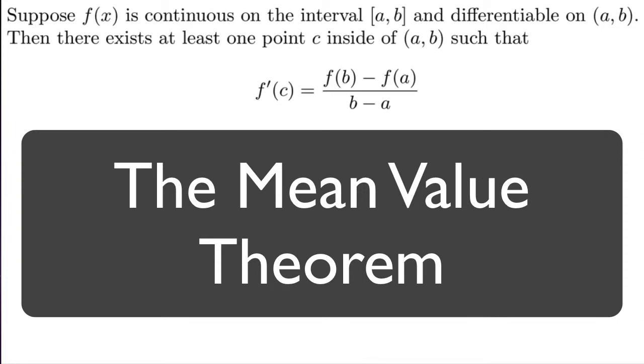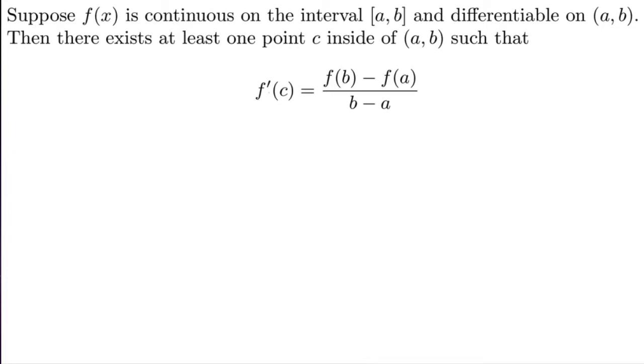So here's the mean value theorem. It basically says that if your function's continuous and differentiable, then there's a point in between your interval from a to b where the slope of the tangent line is equal to the slope of the secant line.